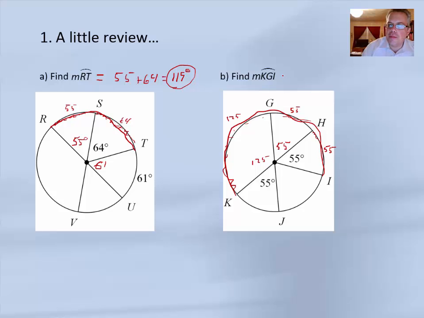Okay, so let's add them up. So the measure of the arc we want is 125 plus 55 plus another 55, which altogether would be 235, I believe. Yeah, so 235. Okay, so the measure of an arc is equal to the measure of the central angle that goes with it. And sometimes we have to put some together.